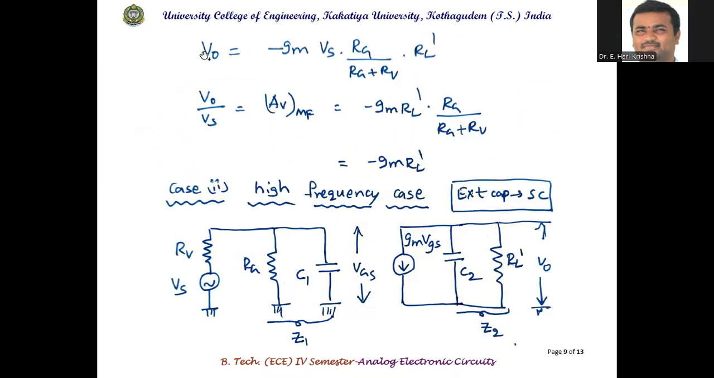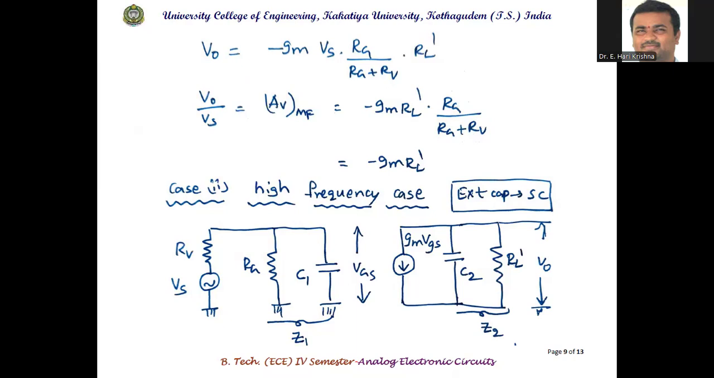So making a substitution here, we have eliminated this in the last part. So V naught is equal to minus gm Vs into RG by RG plus Rs into RL dash. So overall, the mid-frequency voltage gain is minus gm RL dash. This parameter is neglected because Rs is a very small value. RG is 1 megaohm, and Rs is in the order of 100 ohms.